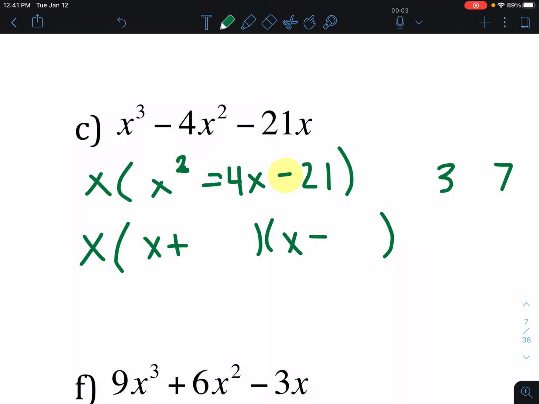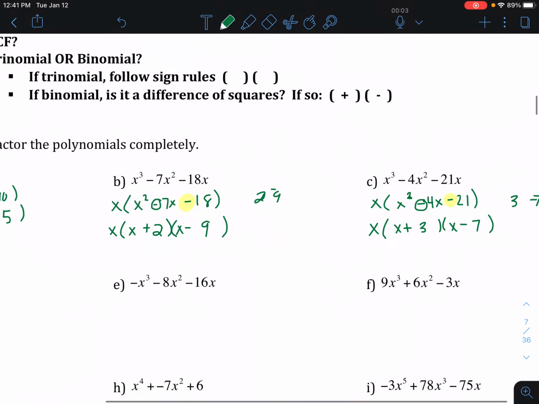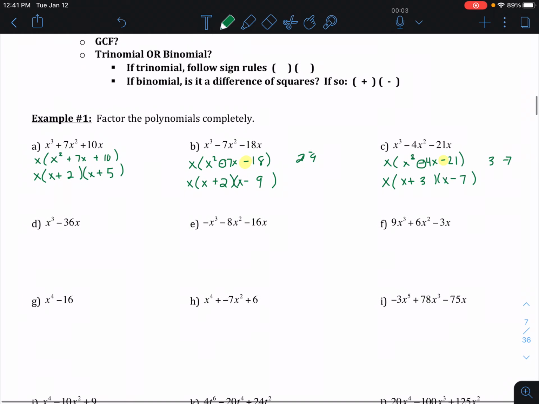The sign of B goes to the bigger number. So x minus 7, therefore x plus 3. All right, 3 down. Let's keep rolling.